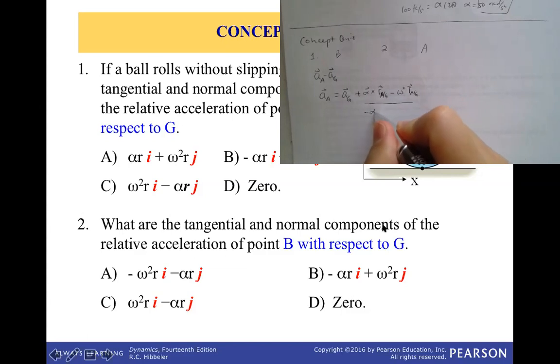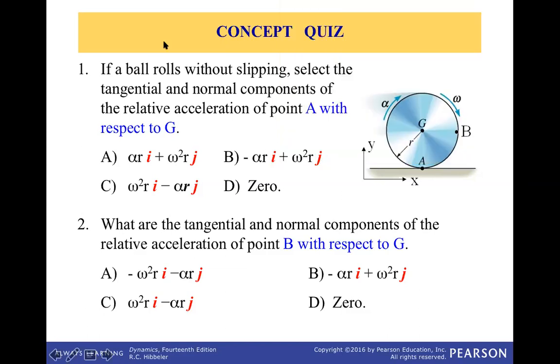minus R alpha times R in the I direction, and then this term will be the positive omega squared times R in the J direction. So that's for those two terms. So then it's B.